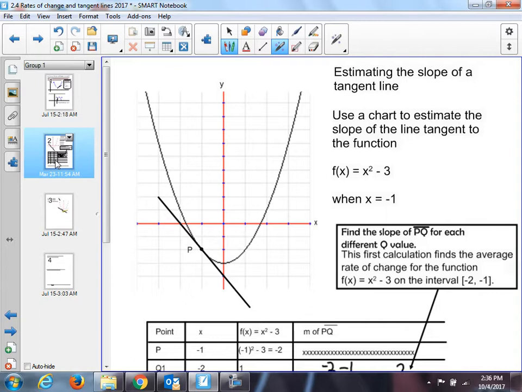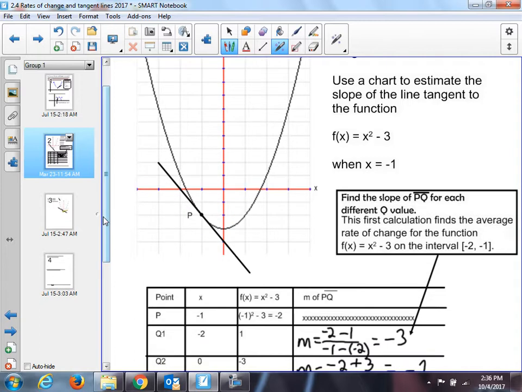Okay, I've got this graph here. I've done the graph for x squared minus 3. That's not a mystery, though. When x equals -1, I've got the tangent line drawn there, right? You can see that's a pretty good estimate of the tangent line. Now, how do I do this, though? Well, I'm going to do it by chart. Find the slope of P and Q. And I don't have a Q on here. Why? Because Q keeps moving.